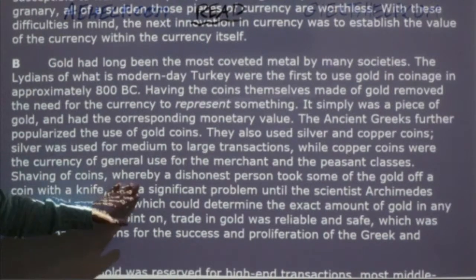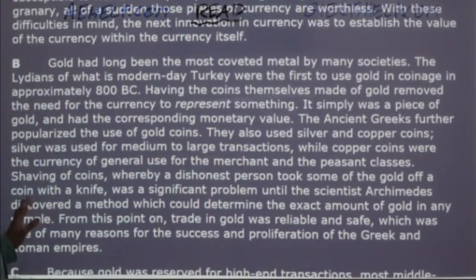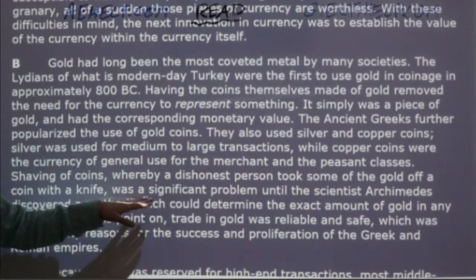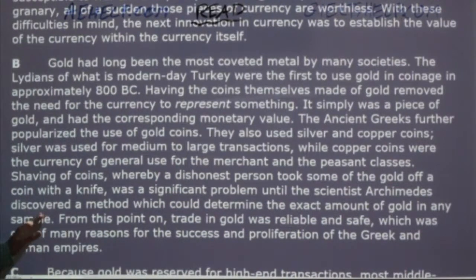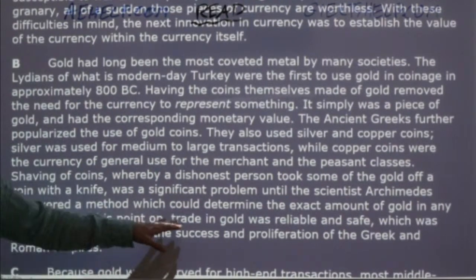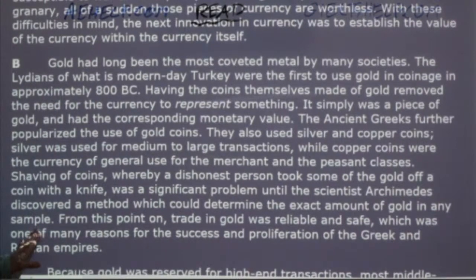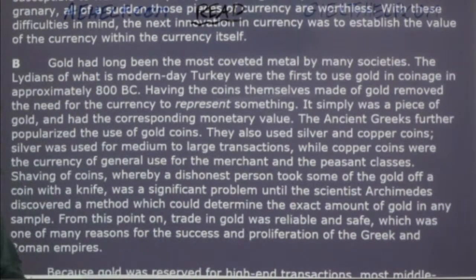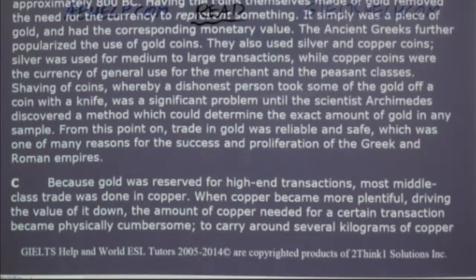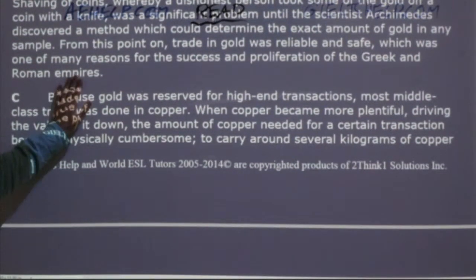Shaving of coins, whereby a dishonest person took some of the gold off a coin with a knife, was a significant problem until the scientist Archimedes discovered a method which could determine the exact amount of gold in any sample. From this point on, trade in gold was reliable and safe, which was one of the many reasons for the success and proliferation of the Greek and Roman empires.